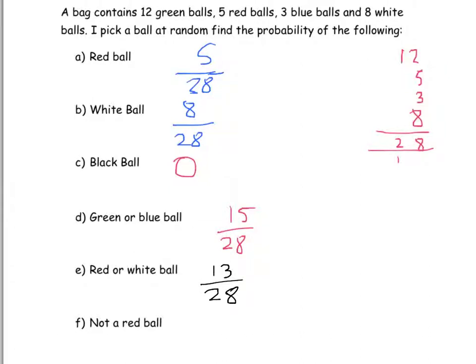What is the probability of not getting a red ball? So this means it could be a green ball, a blue ball or a white ball, but it can't be a red ball. So we've got 28 but we don't want to pick out any of the 5 red ones. So we're going to do 28 minus the 5 red ones to leave us with 23. So the probability of getting a ball that isn't red is 23 out of the 28 balls available.